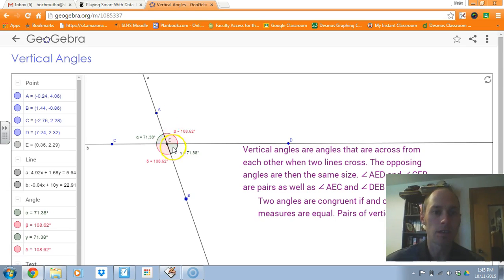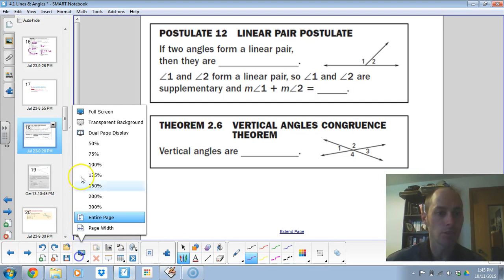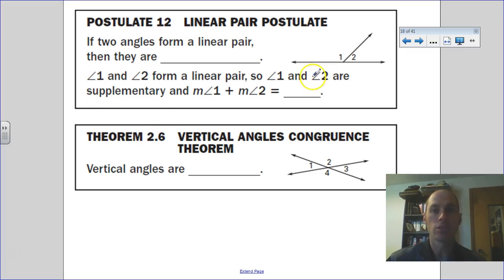So a linear pair are always 180 degrees. Vertical angles are always congruent. That sounds like something we should write into our notes. Okay, so if 2 angles form a linear pair, then they are supplementary. And since 1 and 2 in the example here form a linear pair, 1 and 2 are supplementary, and measure of angle 1 plus measure of angle 2 equal 180 degrees. So that's always true with supplementary angles that form that linear pair.